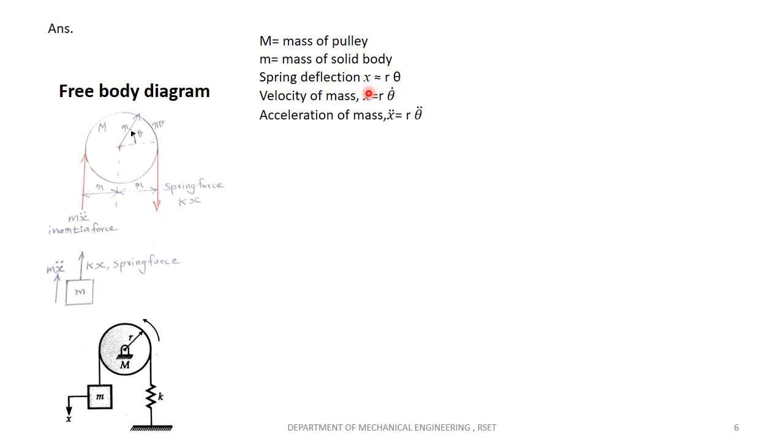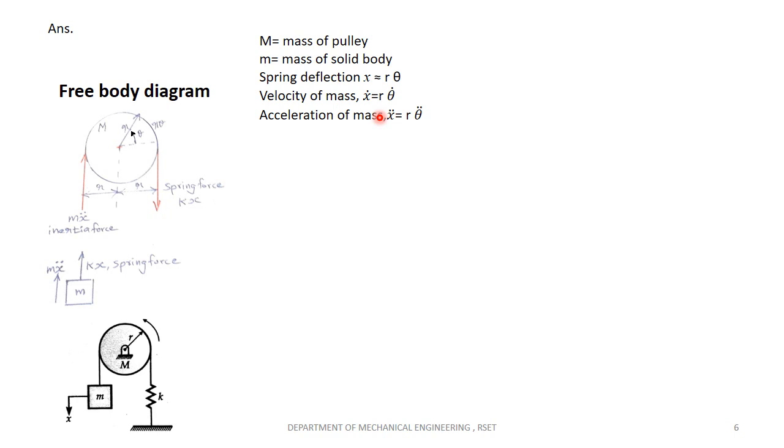Similarly, the mass will also move downwards by a value r theta. When the spring is stretched by r theta, the mass will be moving downwards by r theta. So you can say the velocity of the mass is x dot, that is d by dt of r theta, which is r into theta dot.